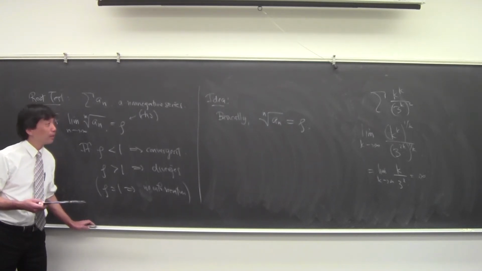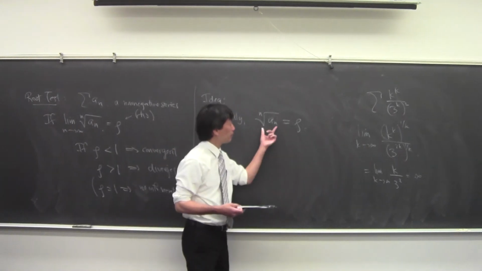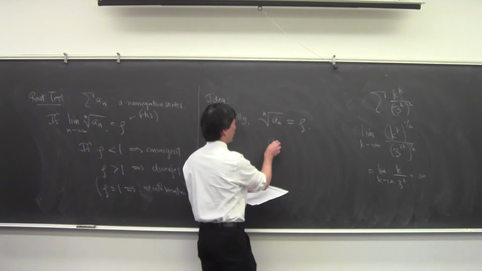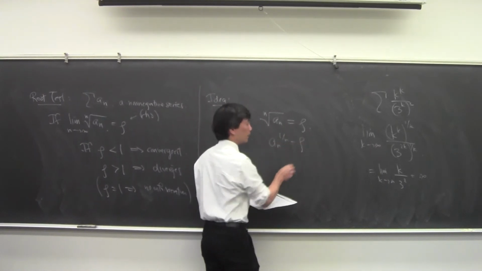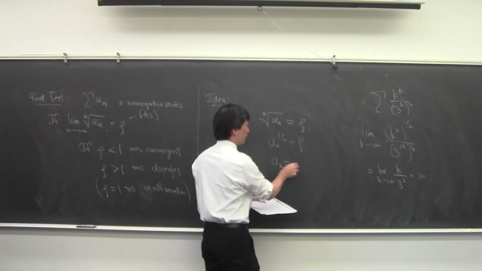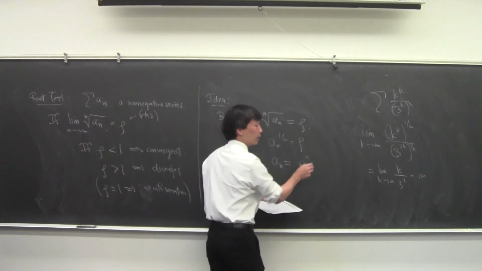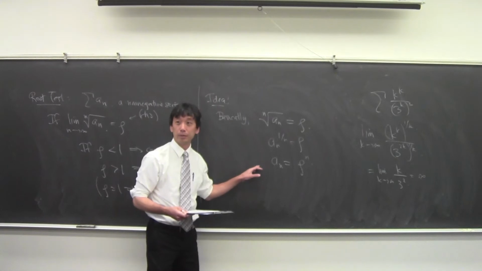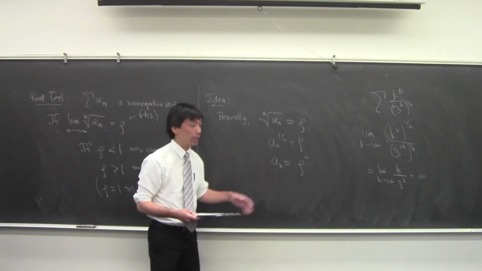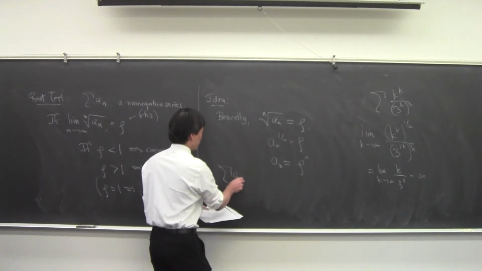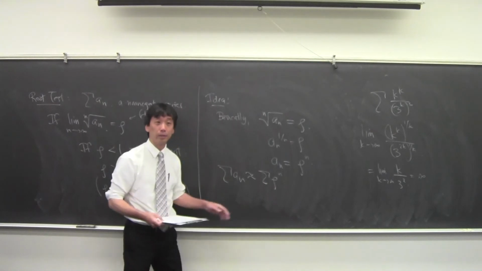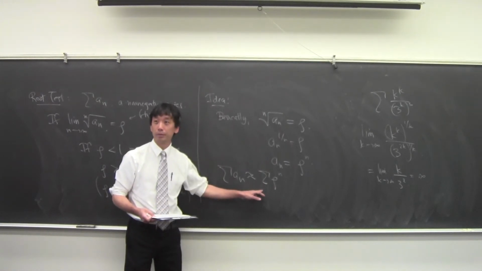Geometric series. So look at this. This is a sub n to the 1 over n equals rho. If that were true, what would that tell you? That a sub n is rho to the n. In other words, your series is basically summation rho to the n.